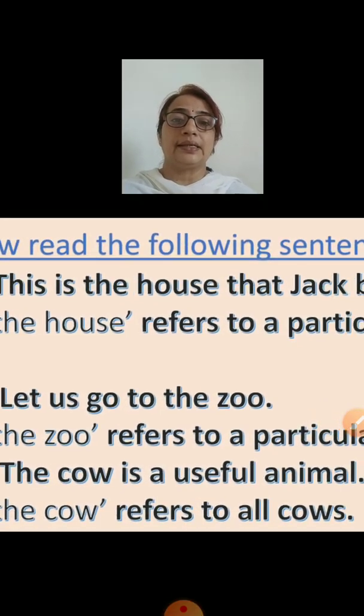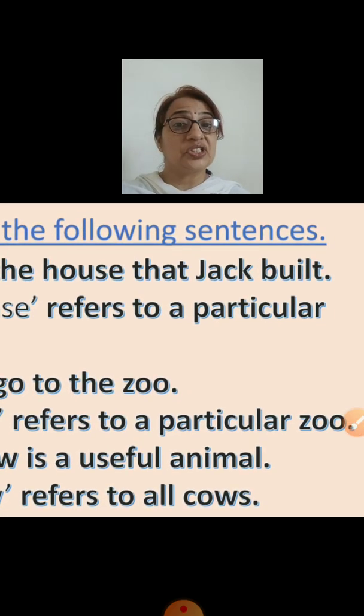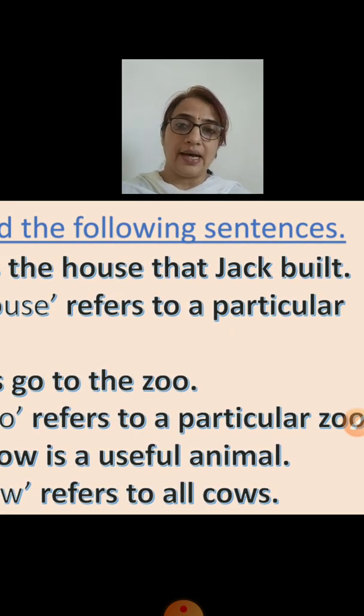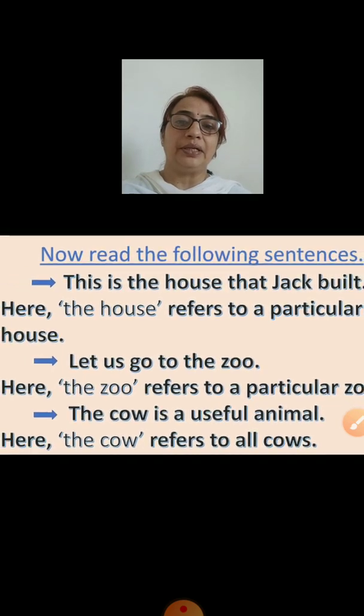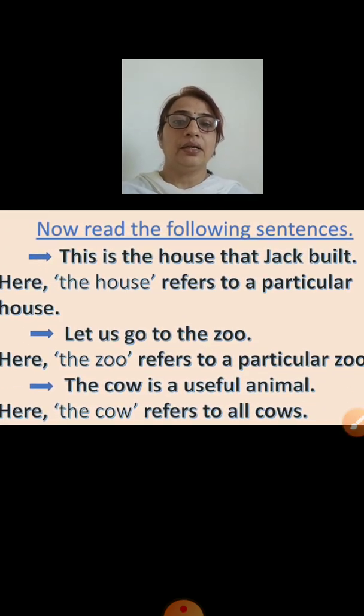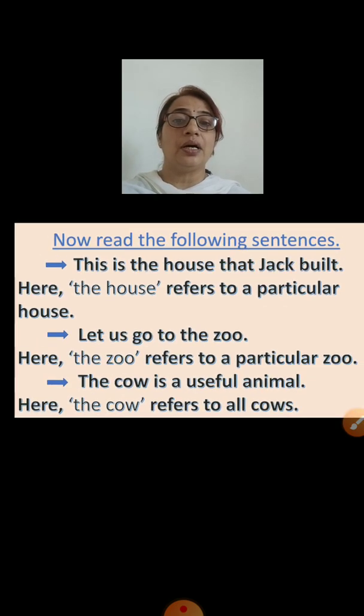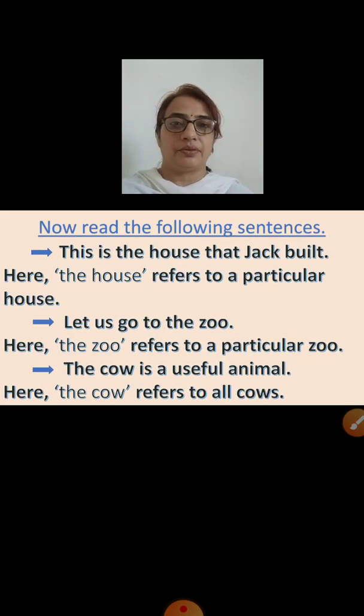This is the house that Jack built. Here, the house refers to a particular house. Okay, which is the house? This is the house that Jack built. Means why? What is special in this house? Because this is the house built by Jack. So here the house refers to a particular house. So we should not say this is a house that Jack built.